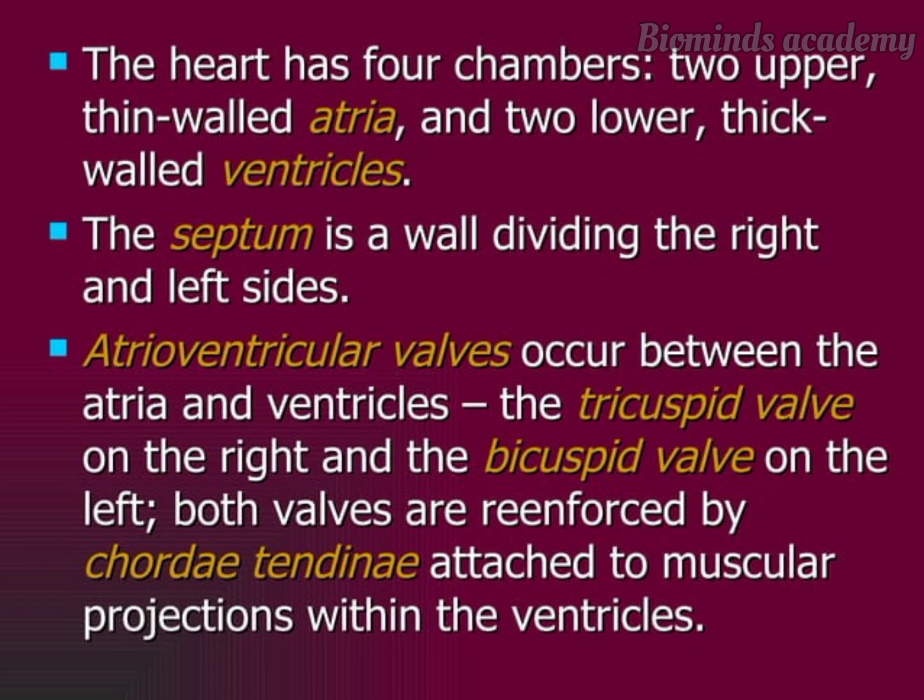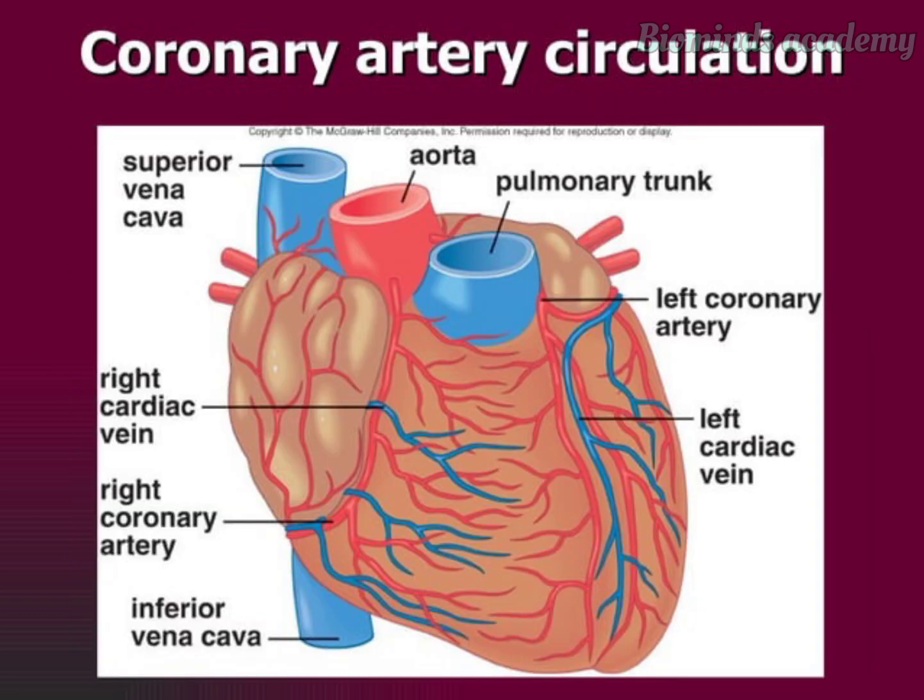The heart has four chambers: two upper, thin-walled atria and two lower, thick-walled ventricles. The septum is a wall dividing the right and the left sides, and the atrioventricular valves occur between the atria and the ventricles: the tricuspid valve on the right and the bicuspid valve on the left. Both valves are reinforced by chordae tendineae that attach to the muscular projections within the ventricles.